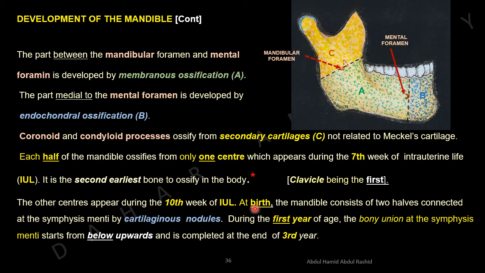At birth, the mandible consists of two halves connected at the symphysis menti by cartilaginous nodules. During the first year of age, the bony union at the symphysis menti starts from below upwards and is completed at the end of the 3rd year.